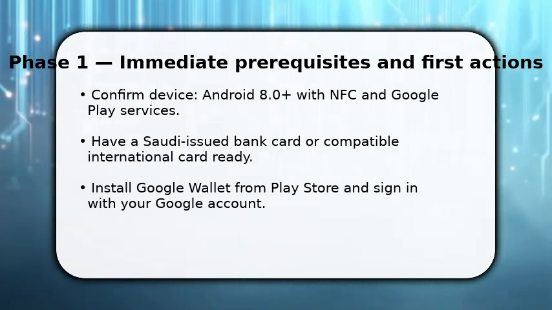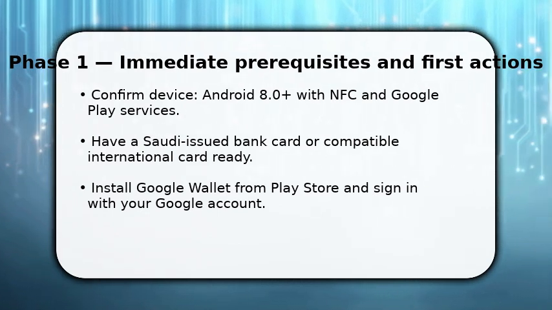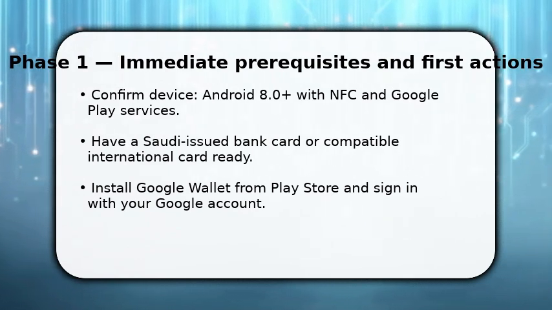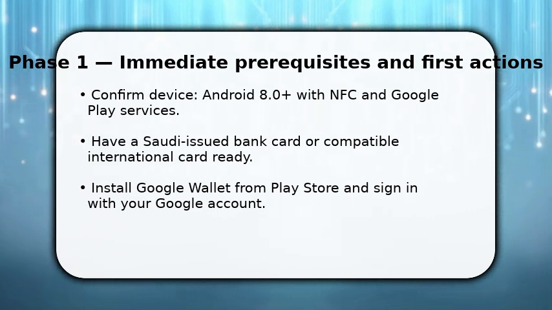Once done, open Google Wallet, tap Add, choose Payment Card, and follow on-screen capture and verification. This links your card to a secure token. Make sure location and network are stable during verification to avoid delays.